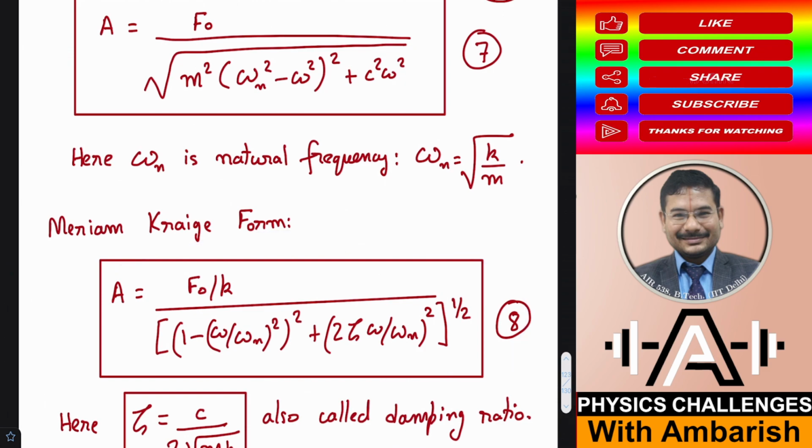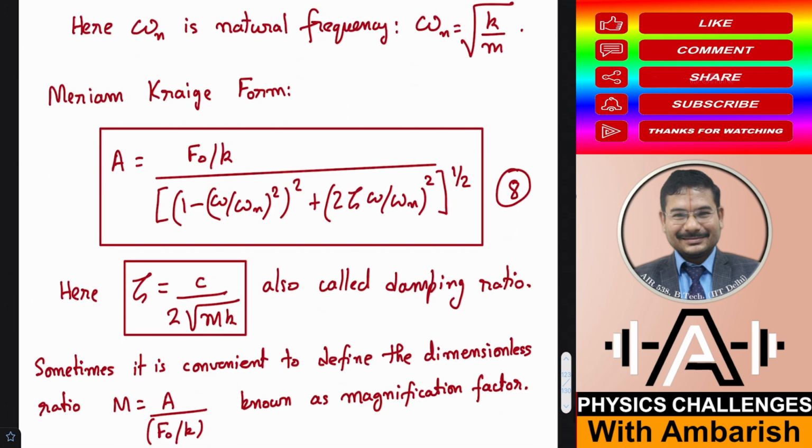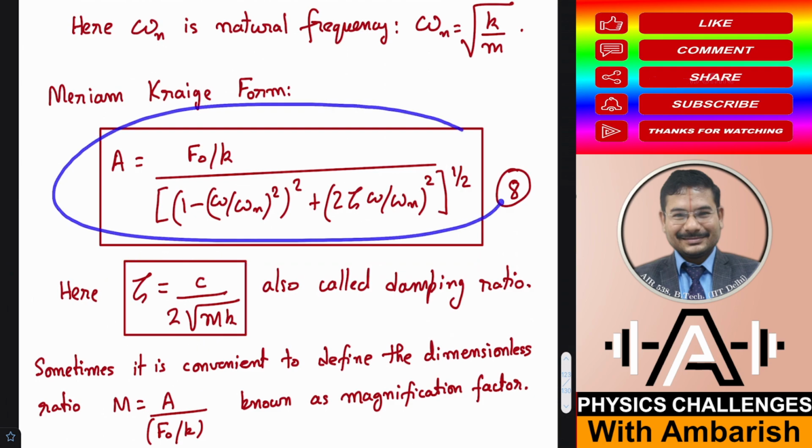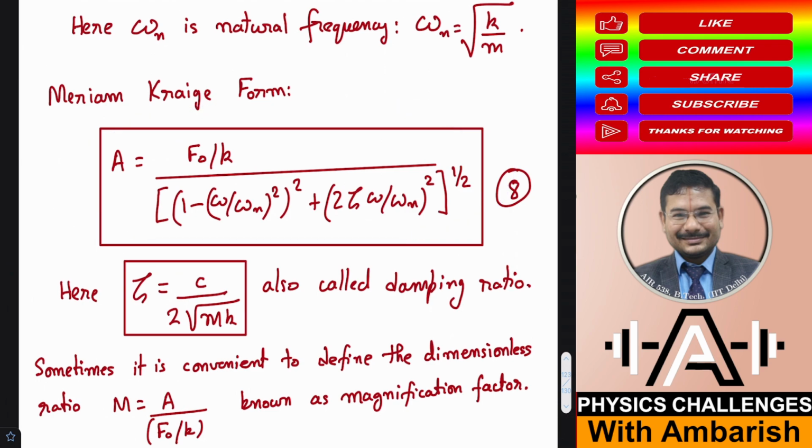So this becomes f naught by k divided by the square root of 1 minus omega upon omega n squared, whole squared, plus 2 zeta omega by omega n, whole squared, where zeta is c upon 2 root mk. Sometimes this form is useful, although it's a bit hard to memorize. No need to memorize this, but just for information I've written it. I'll also be showing a plot of this one later on.